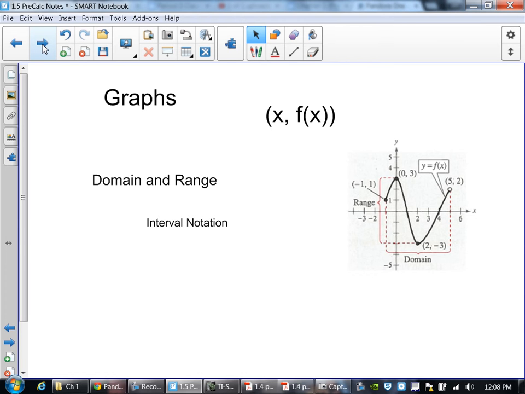So, this book, as it gets to more of a technically written text, they start to talk about domain and range on graphs a little bit differently.